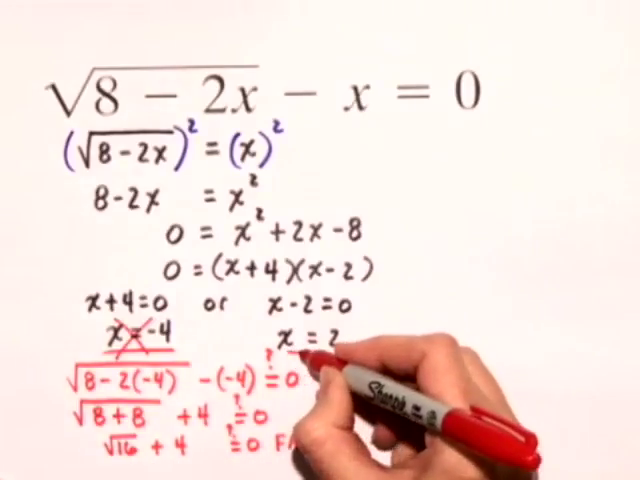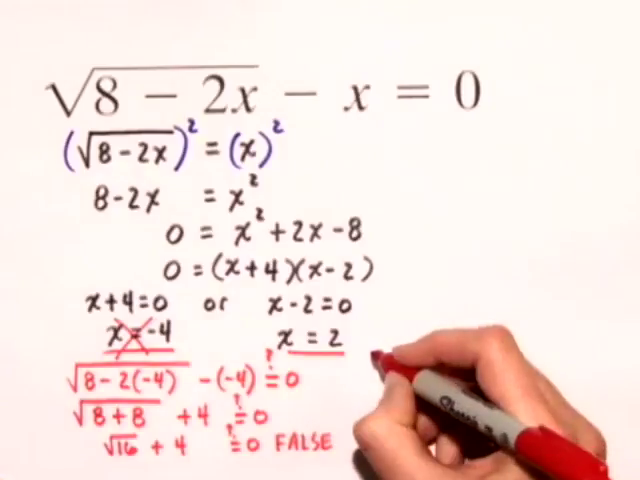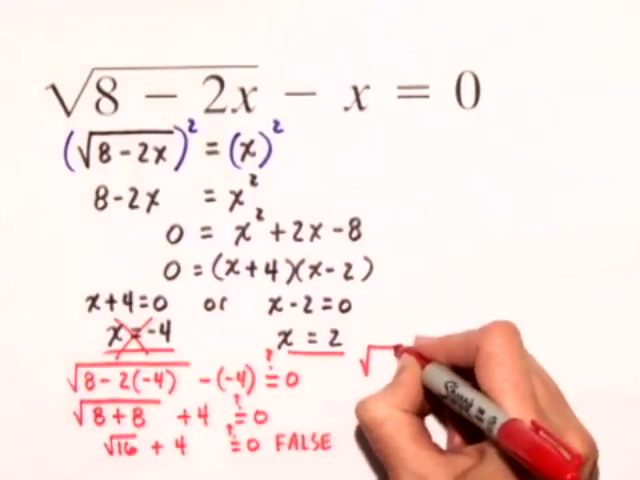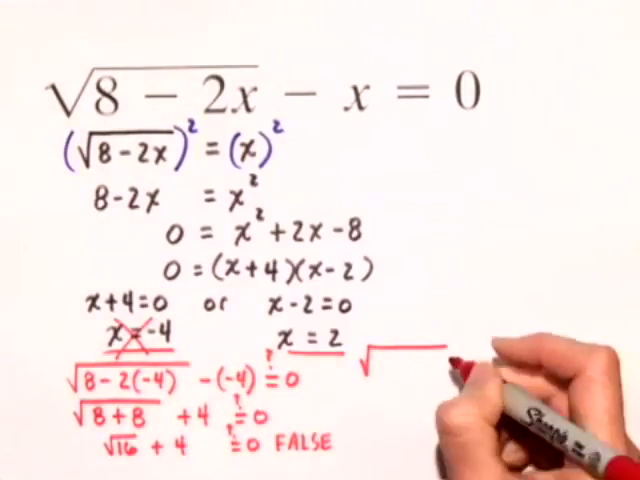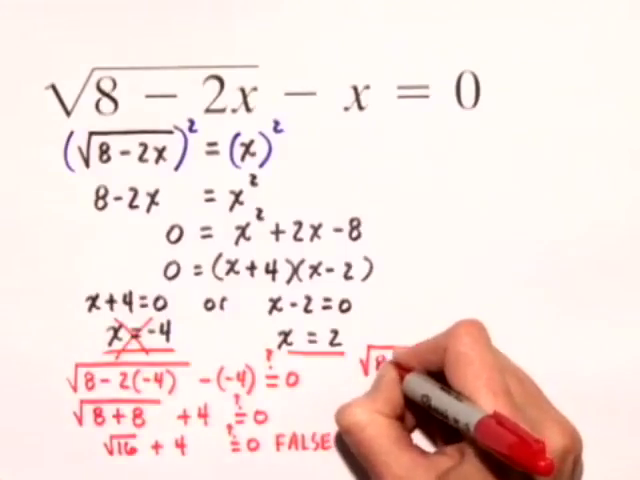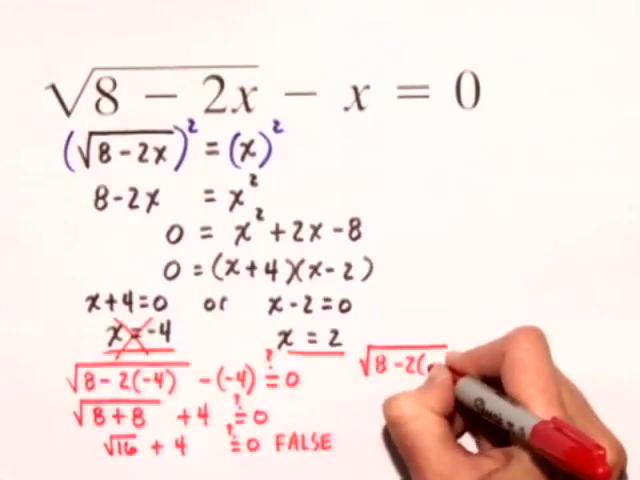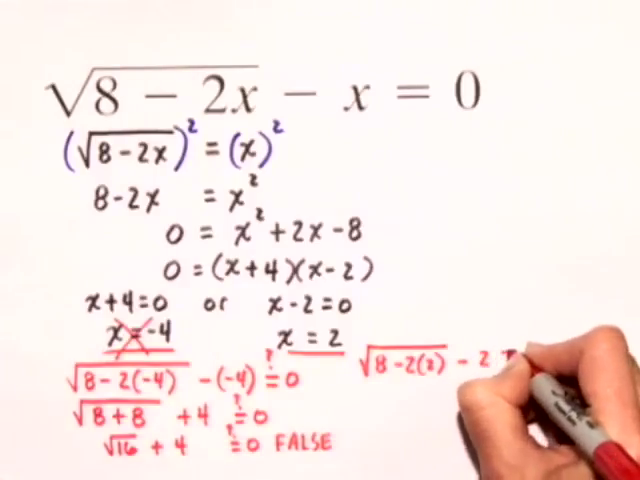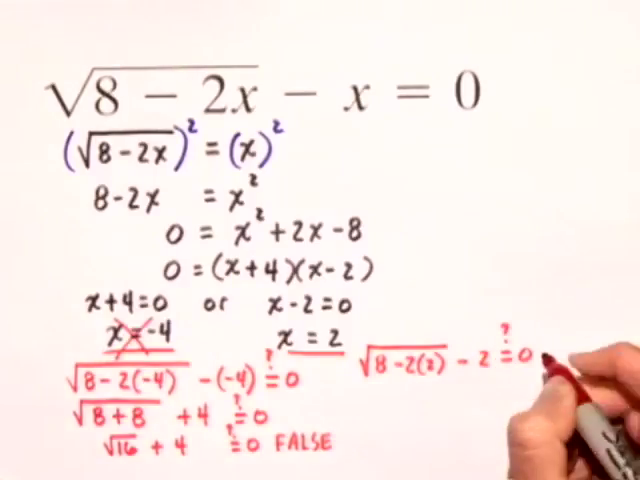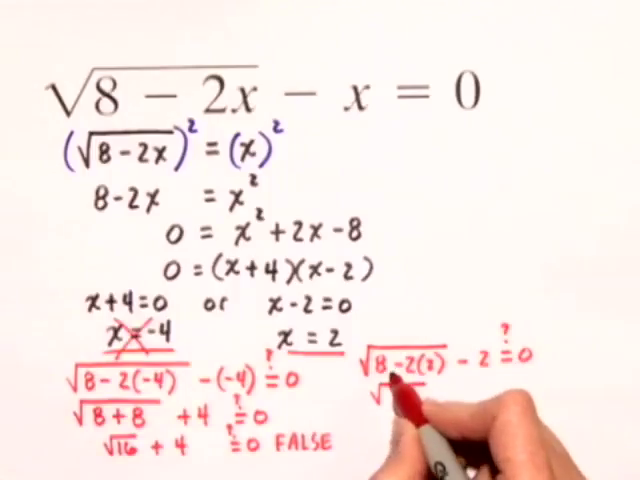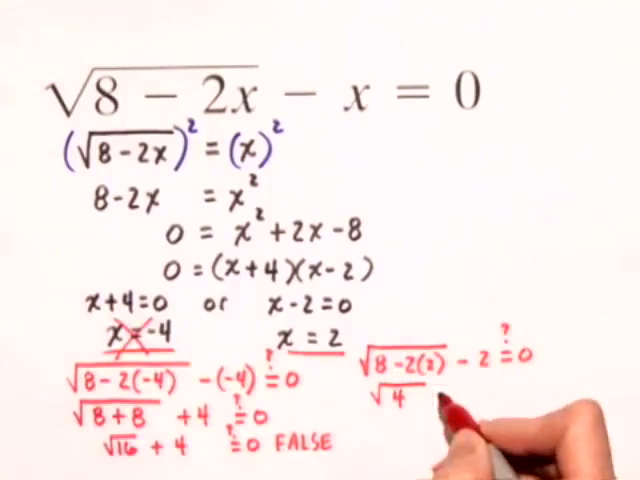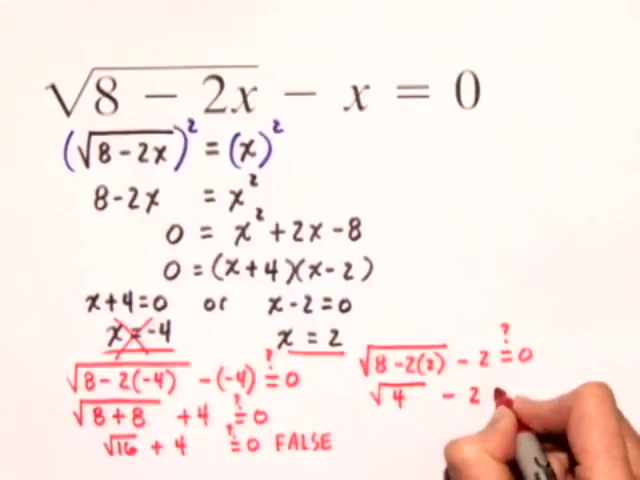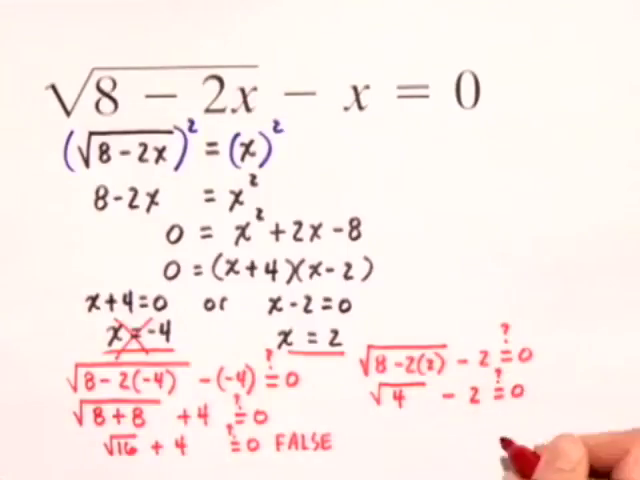Now let's check x equals 2. So we'll substitute 2 back in for x in the original equation, and we have the square root of 8 minus 2 times x, which is 2, minus x, which is 2. Is that equal to 0? So we have the square root of 8 minus 4, which is just 4, minus 2. Is that equal to 0? The square root of 4 is 2. 2 minus 2 is equal to 0.